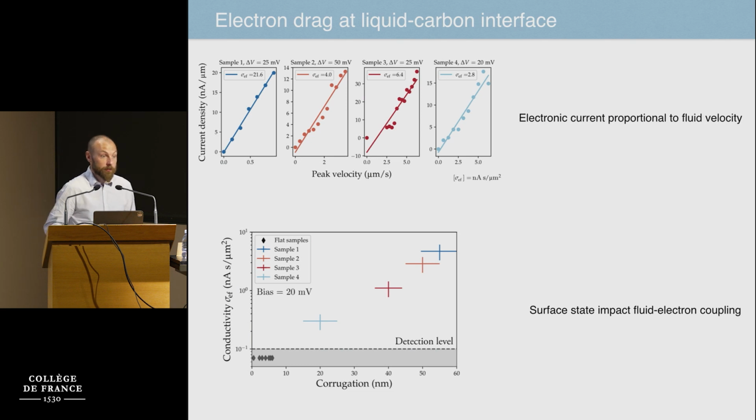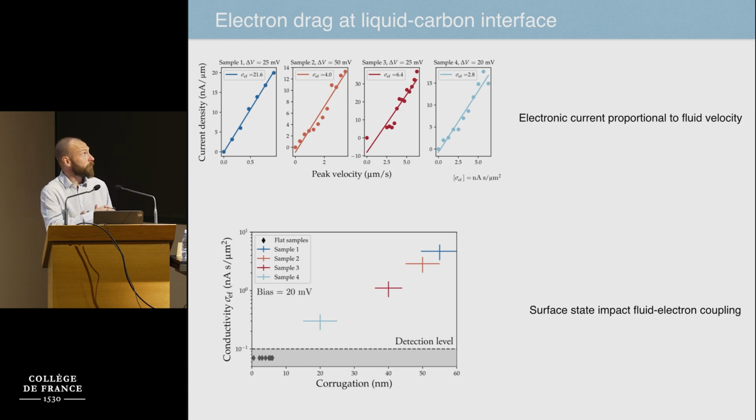So to characterize the experiment a bit more, what we did was basically studying the dependency on the velocity. That was the first thing. We used different samples characterized by different roughness, and what we observe is that in all the cases, the current density is linear with the fluid velocity.